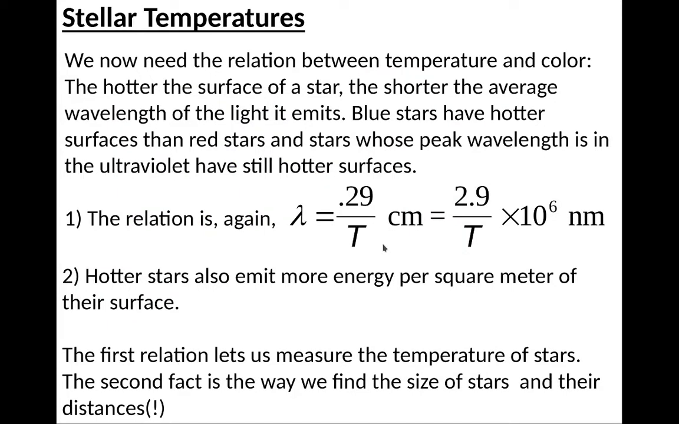Okay. So again, the relationship that we did previously is 3 times 10 to the 6 divided by T in nanometers. I don't know why I have 2.9 here. It's roughly 3. So hotter stars emit more energy per square meter on the surface. So if we can measure the temperature of stars, then we can figure out how intrinsically bright they are. The second fact we need is a way to find the size of the stars, and then we figure out the distance from that.